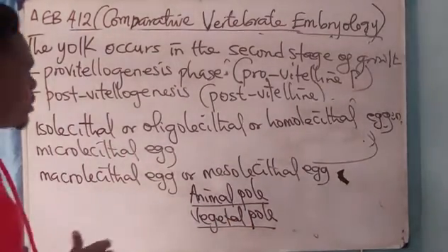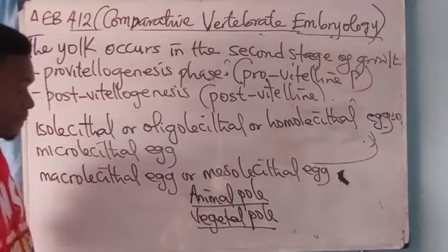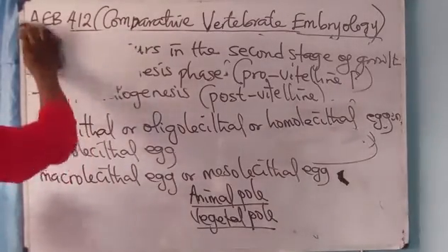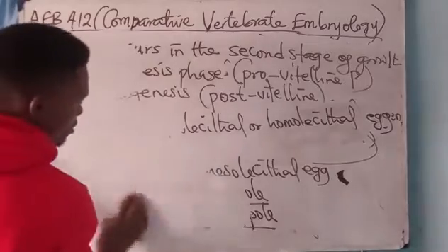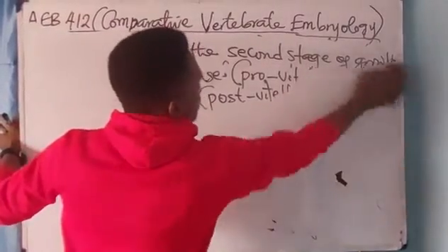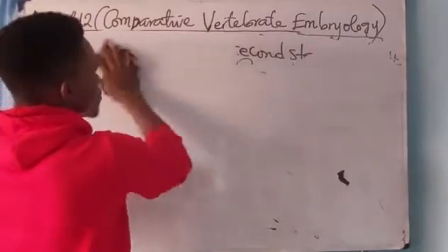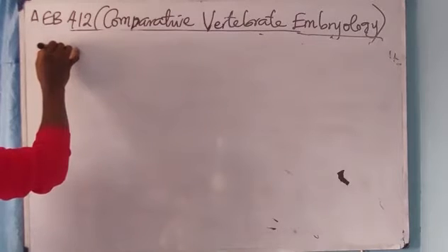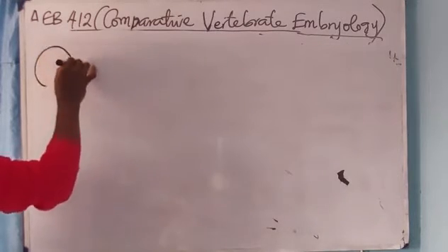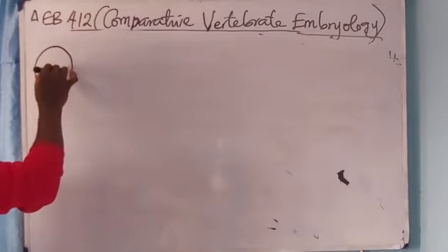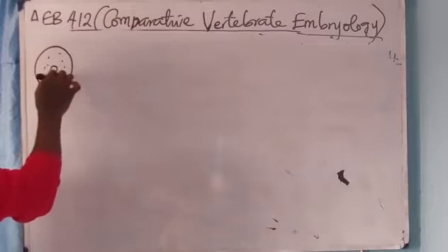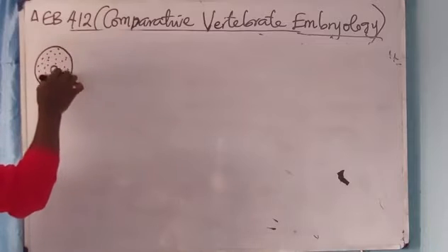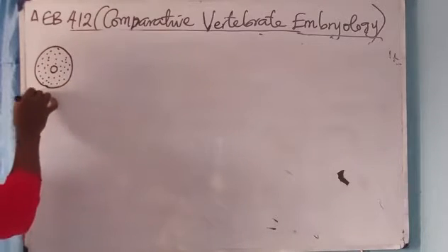All right, it's still recording. Now, let us look at the different types of egg based on the quantity of the yolk. Although I've written it on the board, let me give us examples and the diagram. I have perhaps like this. What you have here is what?